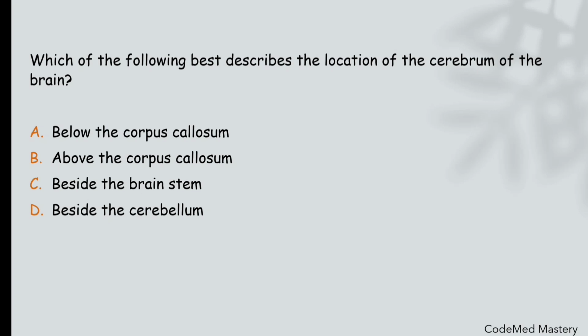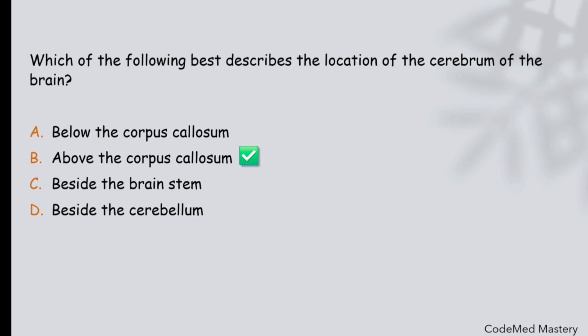Next question. Which of the following best describes the location of the cerebrum of the brain? Option A below the corpus callosum, option B above the corpus callosum, option C beside the brainstem, option D beside the cerebellum. The right answer is option B above the corpus callosum.